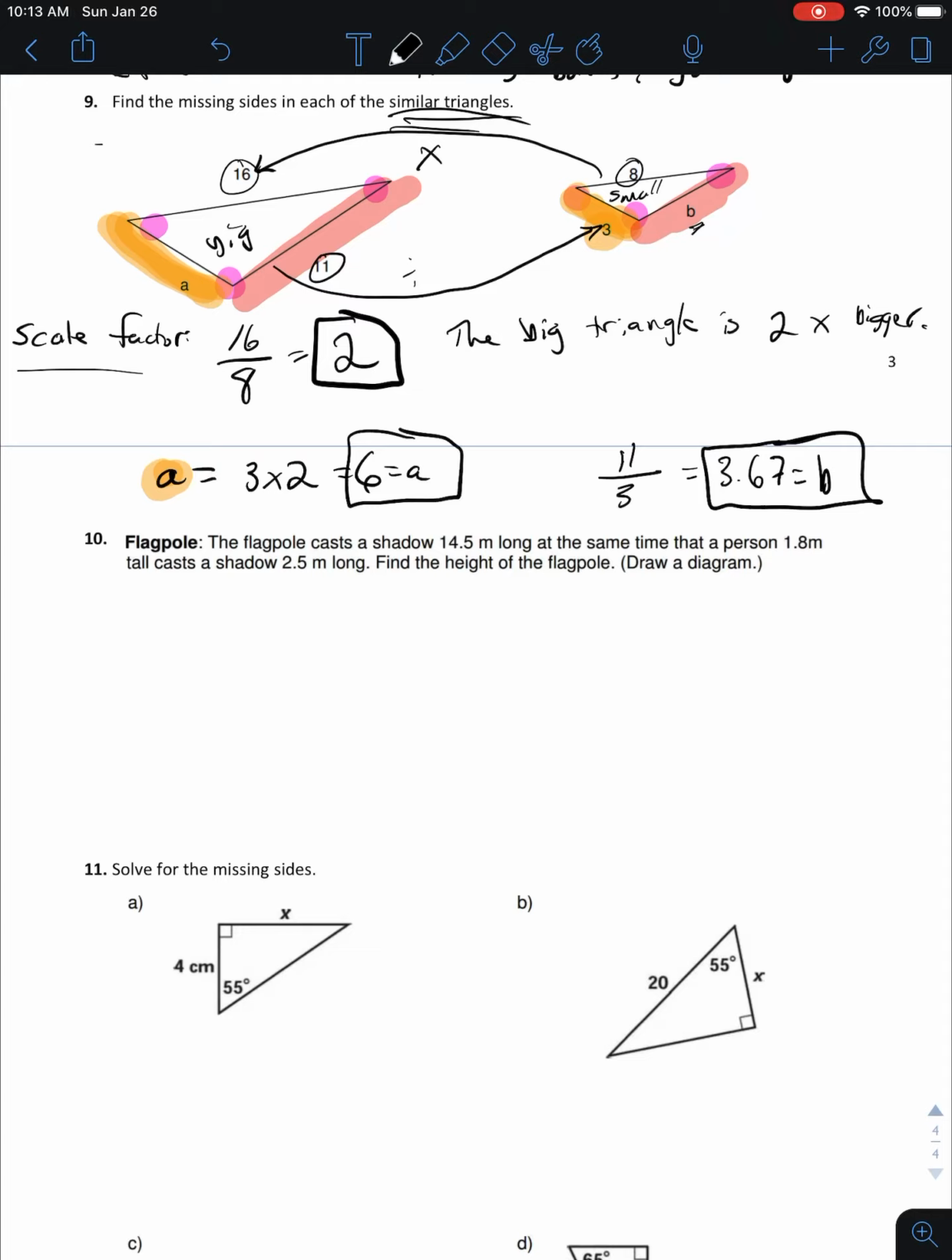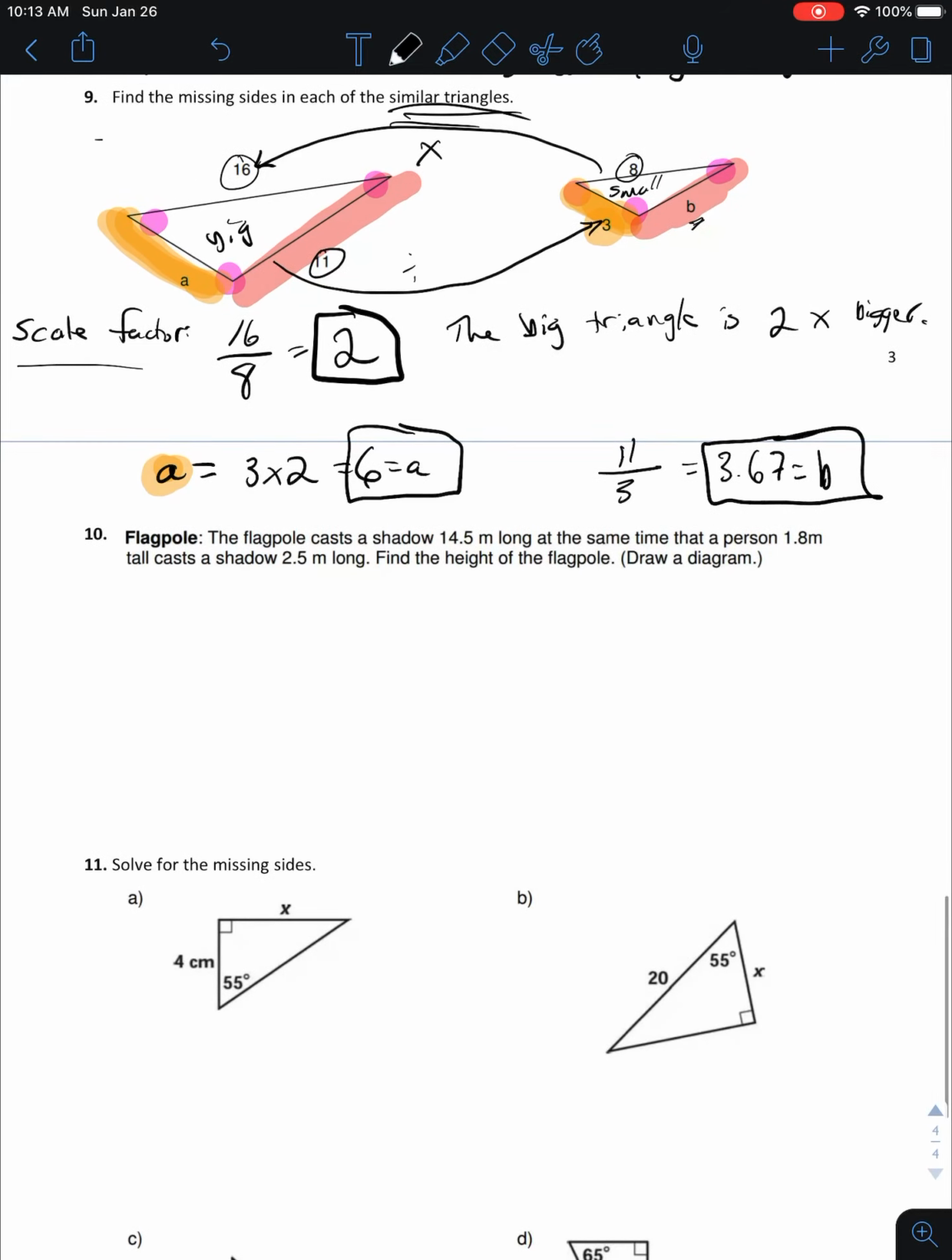And that's it. Those are easy marks, okay? And chances are the questions we give you will all work out to be nice numbers. This is a really nice 3.67, okay? So then we're going to take that idea and we're going to apply it to a word problem.